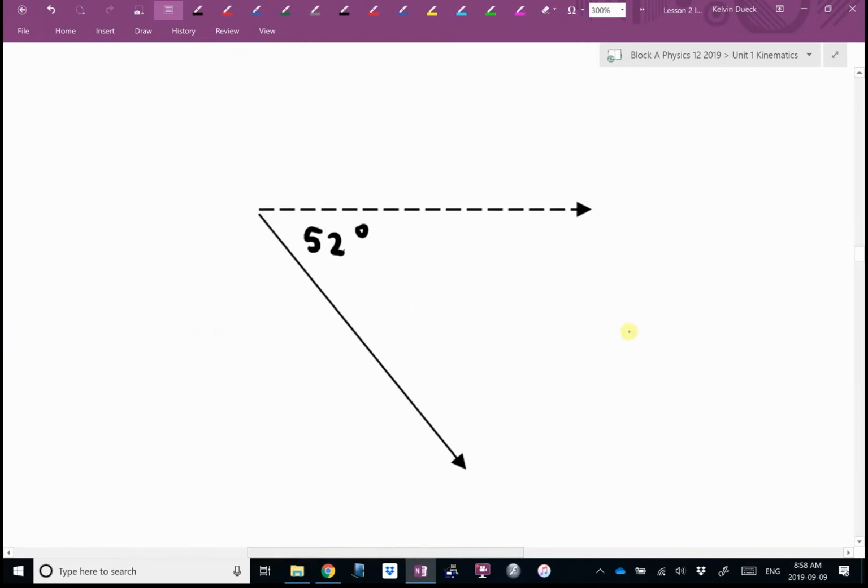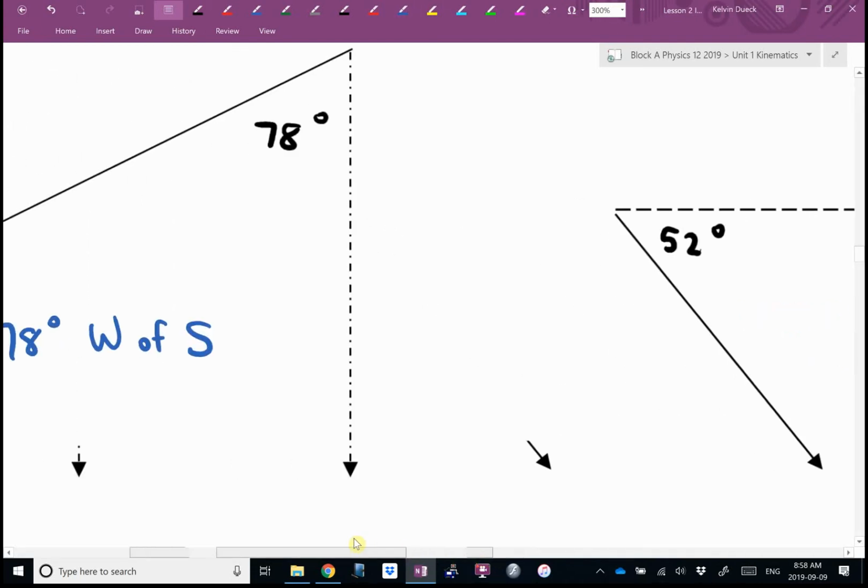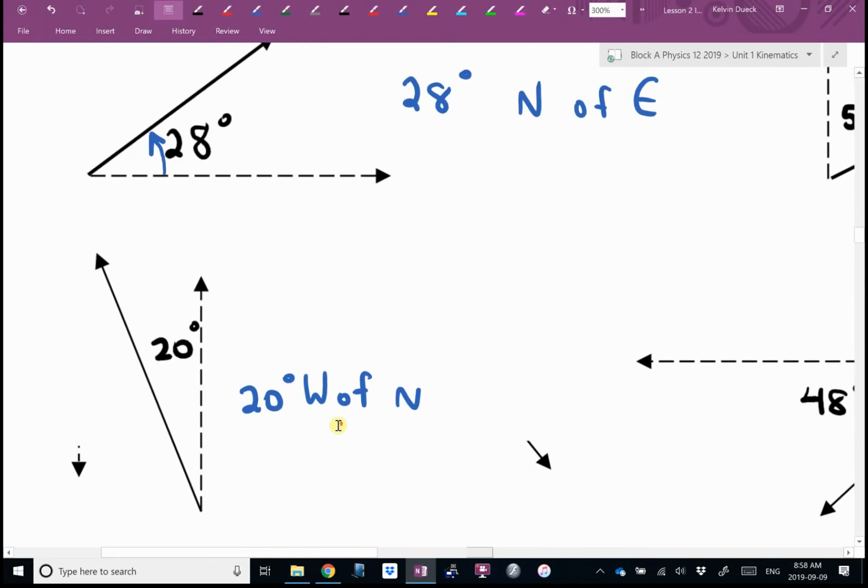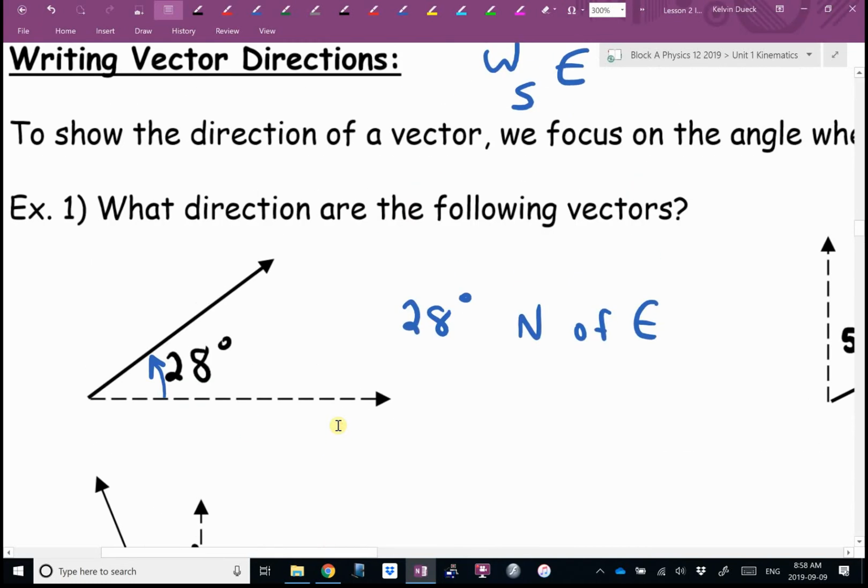52 degrees. What will that be? South of east? However, each of these can be written in a different way. Every direction can be written in two different ways. It depends on which angle you chose to focus on when you drew your triangle.